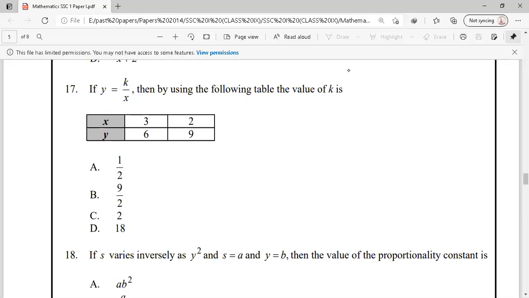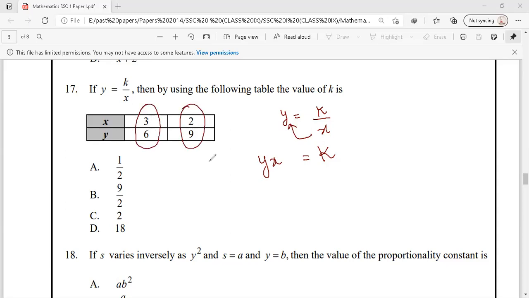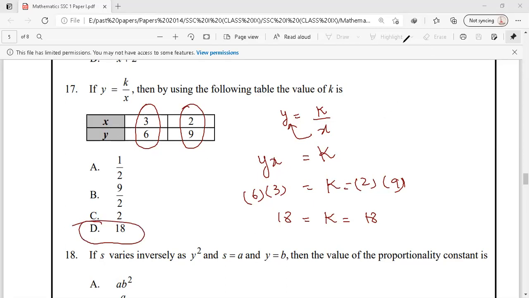Let's see question number 17. In this question, y is equal to k over x, and we have to find the value of k. So k would be equal to y multiplied by x. Here we have a set of values of x and y. If x is 3, y is 6. Similarly, if x is 2, y is 9. From both, we get k equal to 18. So the constant of proportionality is 18, and the correct option is option D, 18.